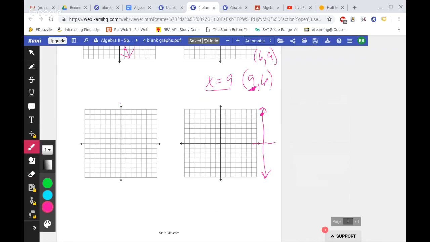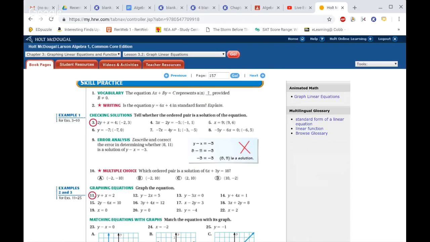Okay. So let's look at number 6 in the textbook very quickly. It says y equals -7, and it gives the ordered pair -7, 0. But it tells us the y has to equal -7. Does the y equal -7 in that ordered pair? No. The x equals the -7. So for number 6, that ordered pair would not be a solution. But number 5, it is a solution.